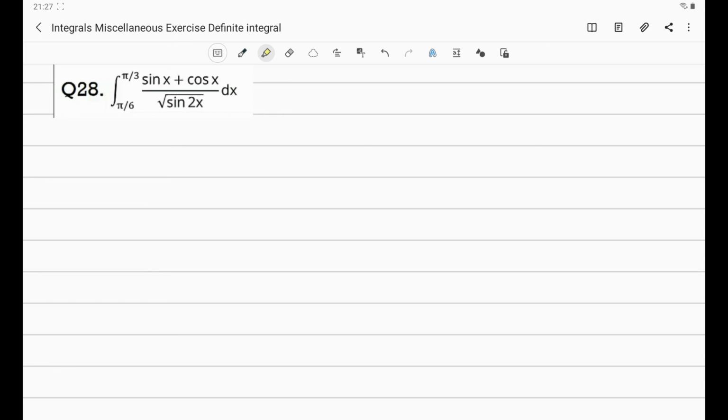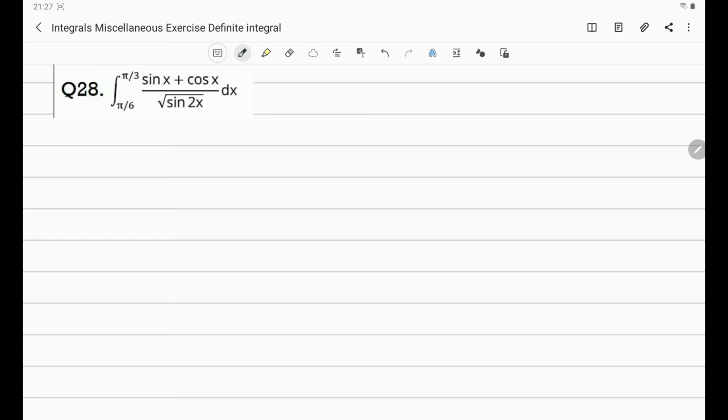Hi, in this session we will discuss the definite integral problems from the miscellaneous exercise of the chapter integrals. Question number 28. Integral pi by 6 to pi by 3 of sin x plus cos x by square root of sin 2x. Now let us look at the numerator of the integrand, sin x plus cos x. So we will write the antiderivative of sin x plus cos x as t, so that we get derivative as sin x plus cos x.